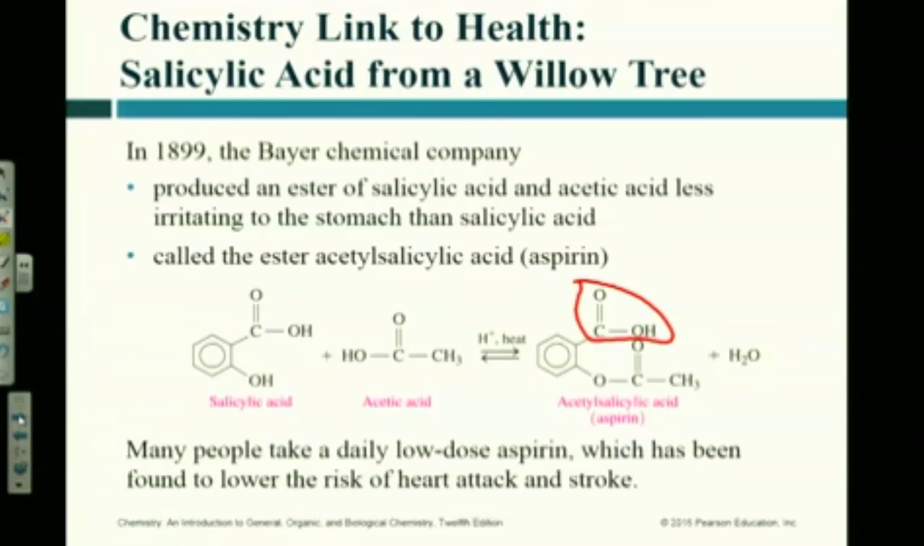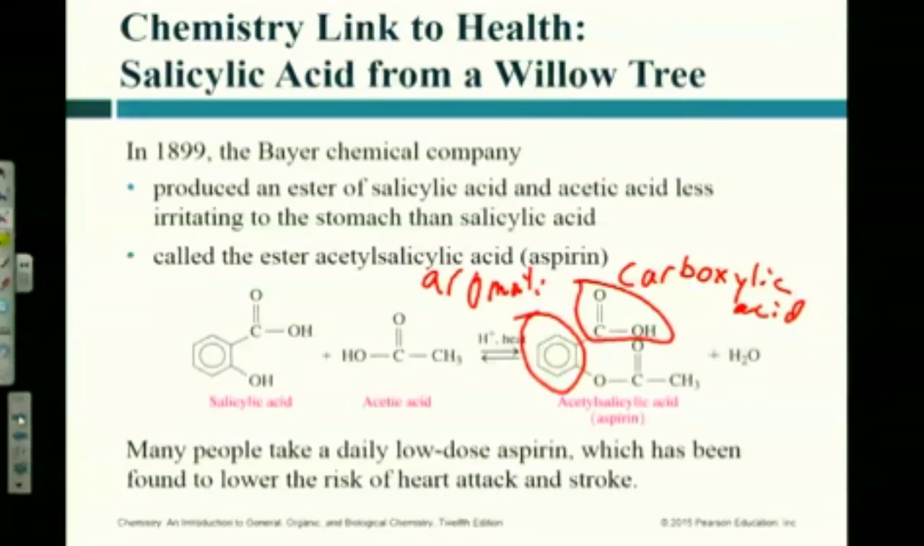What did we start off the class talking about? What is this? Carboxylic acid, right? What's this group right here? It's a benzene ring, also called what? It's an aromatic, isn't it? And what's this group right here? What kinds of molecules are we talking about? It's an ester.